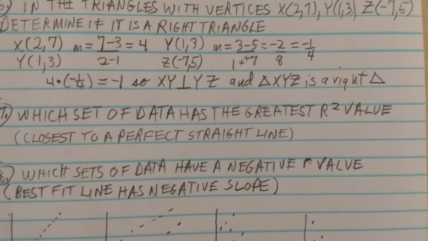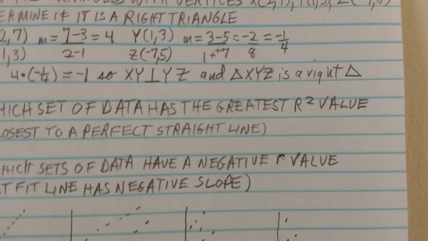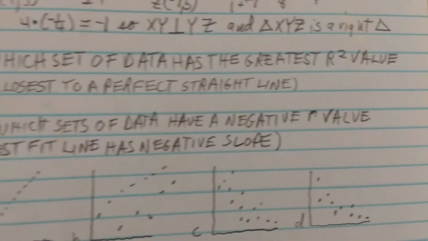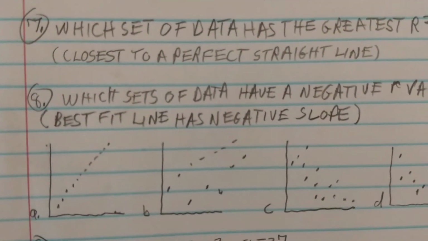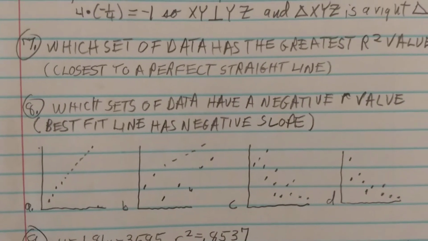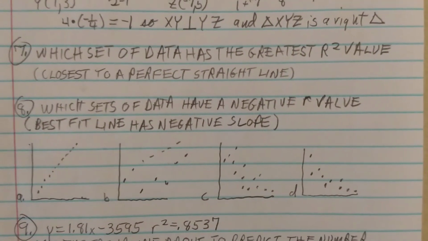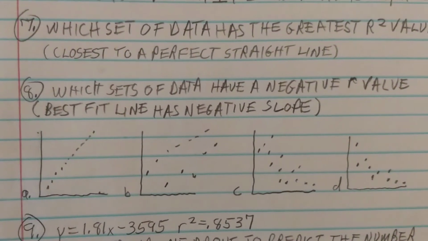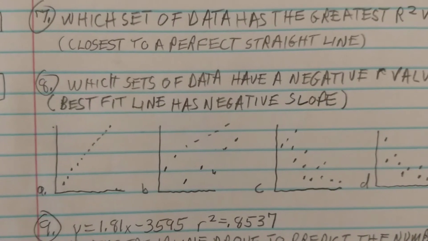So indeed, xy is perpendicular to yz, and triangle xyz is a right triangle. Now for the next two problems, we're going to be looking at the data sets A through D below. Which set of data has the greatest r-squared value, closest to a perfect straight line? That would easily be seen to be A.